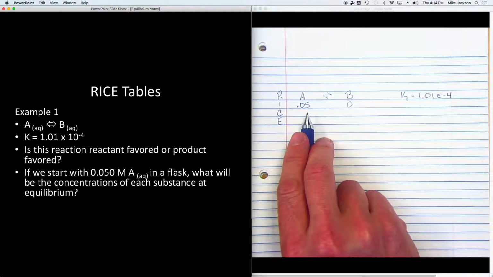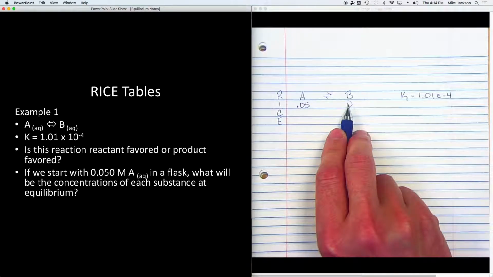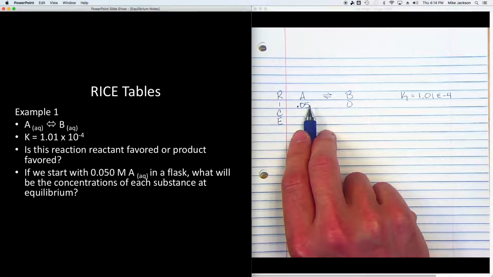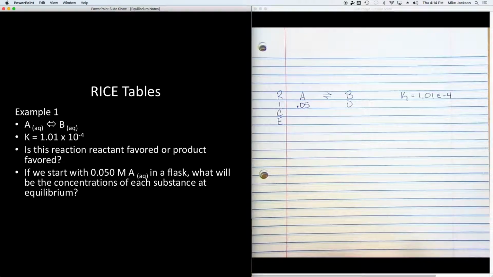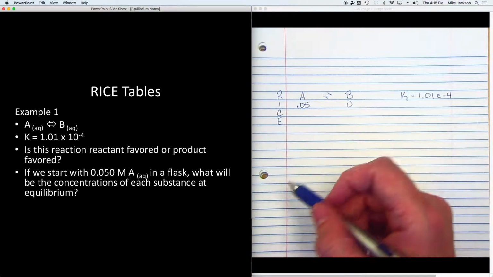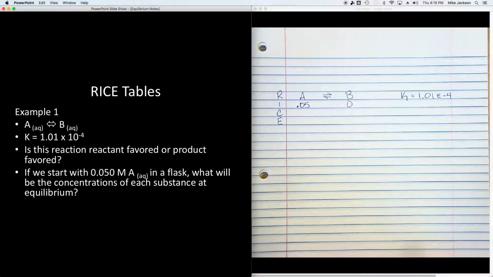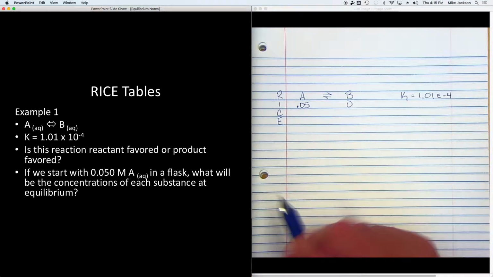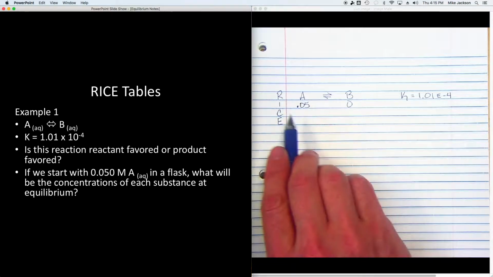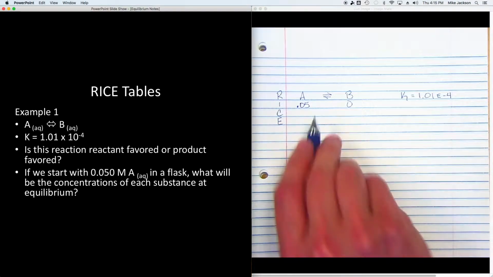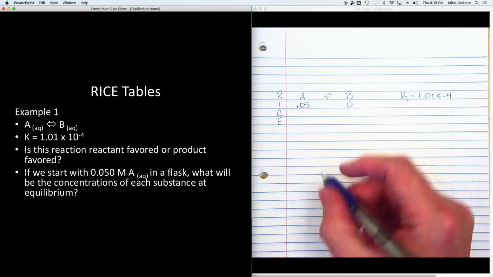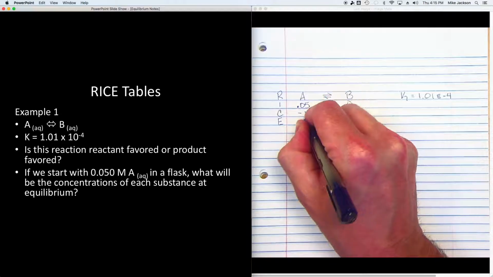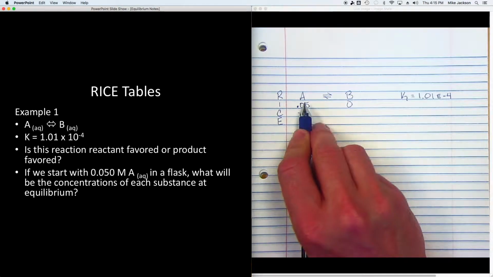Now the change. I don't have any B to start with, but I do have some A to start with. Think of our reactants like gasoline and air with a car. Those are the things that make the engine run. As the engine runs, I run out of gasoline. So as the engine runs, as this reaction proceeds, I'm going to lose some of my reactants and I'm going to gain some of my products. But I don't know how much. So I'll use the variable x. So I'll lose some reactant.